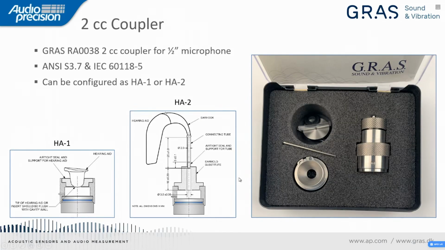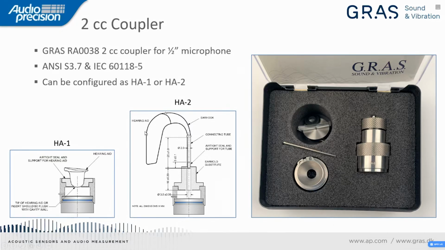In terms of the 2cc coupler, Grass offers the RA0038 2cc coupler, which is typically used for these tests, and it requires a half-inch pressure microphone. This meets the requirements of both the ANSI and IEC standards for couplers for hearing aids. And as we're showing here on the left, for in-the-ear hearing aids, you need a coupler type HA1. It has an opening to the cavity that's sealed with a sealant like putty or blue tack, and you would place the hearing aid against the cavity like that.